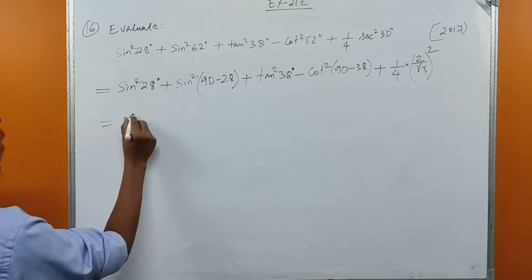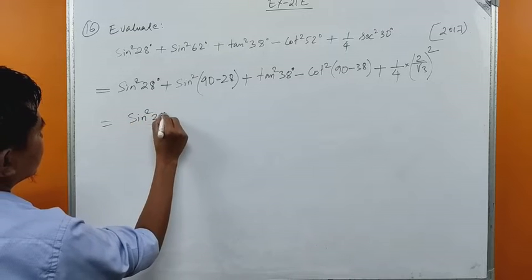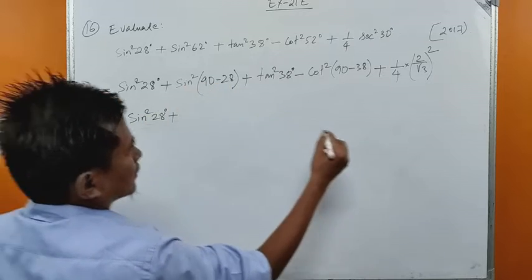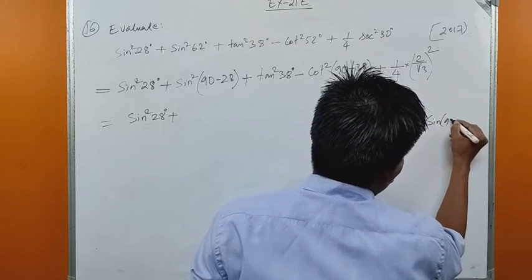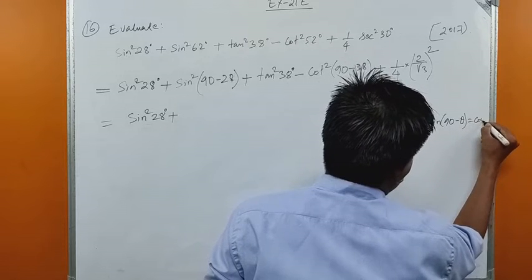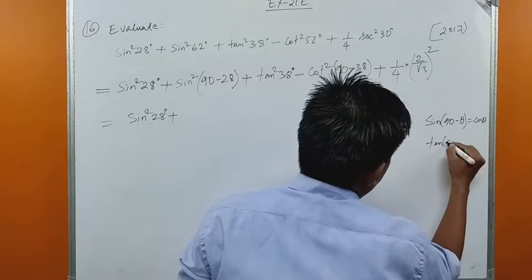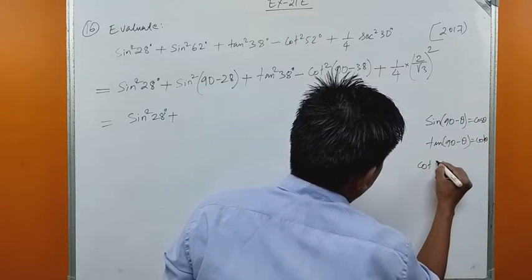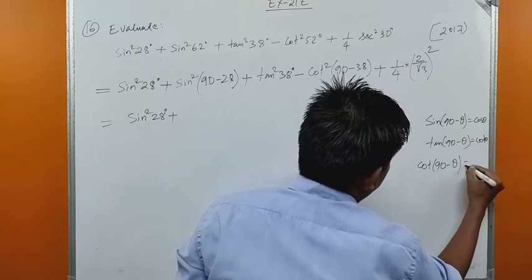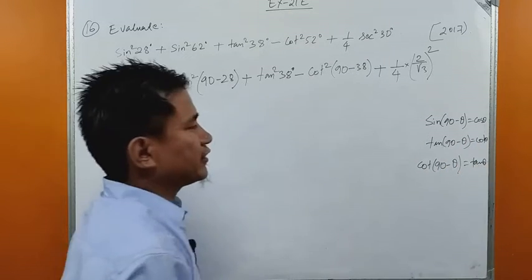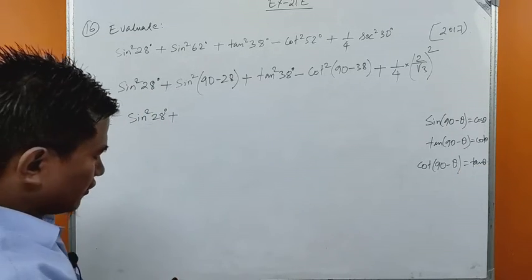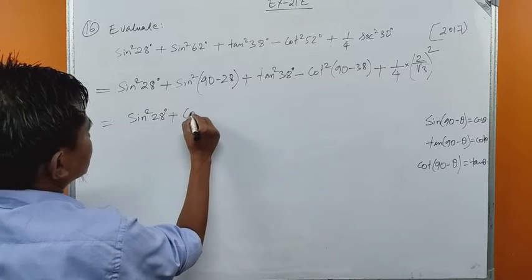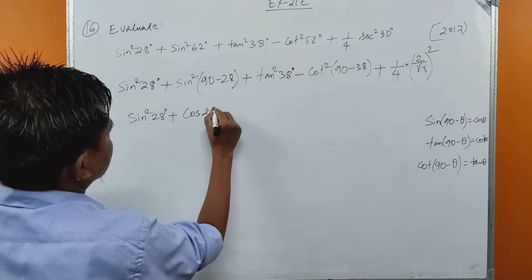Now we have sine square 28 degree plus sine 90 minus theta. Sine 90 minus theta is cos theta, and tan 90 minus theta is cot theta, and cot 90 minus theta is tan theta. These are the formulas which we have already done in our previous exercises. You can check out the video in the playlist. So sine 90 minus theta is cos theta, so cos theta is 28 degree, isn't it?